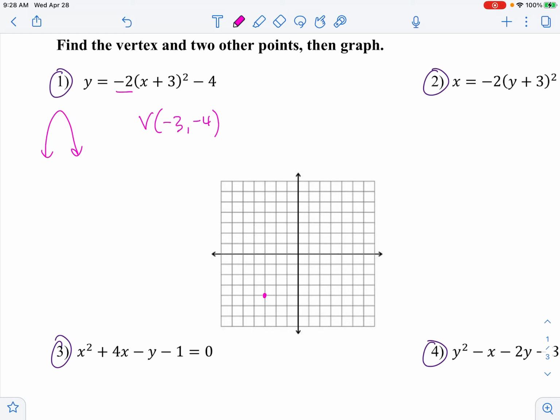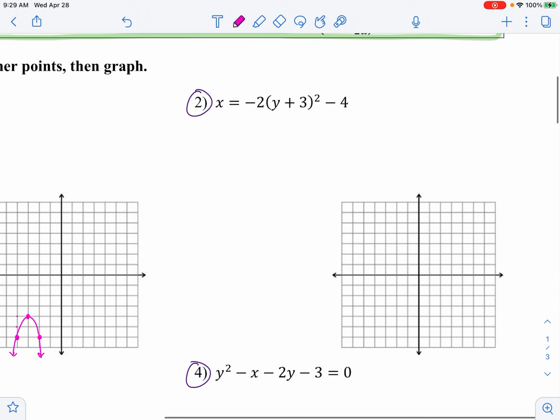And then I'm thinking about my parent function and how that moves. I used to go over 1, up 1, but I'm stretching that by 2, so now I'm going to go up 2. I have symmetry. Well, I can't fit any more points on, and so that's good enough for this one. There we go. There's our parabola. All right, let's switch over to number 2.